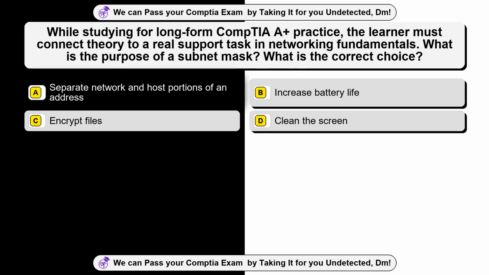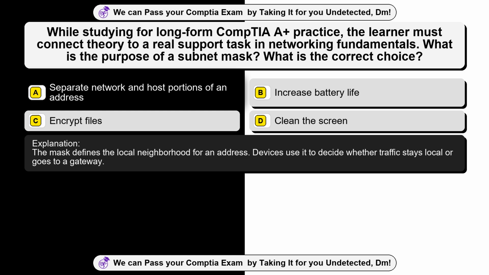The correct answer is option A, separate network and host portions of an address. The mask defines the local neighborhood for an address. Devices use it to decide whether traffic stays local or goes to a gateway.